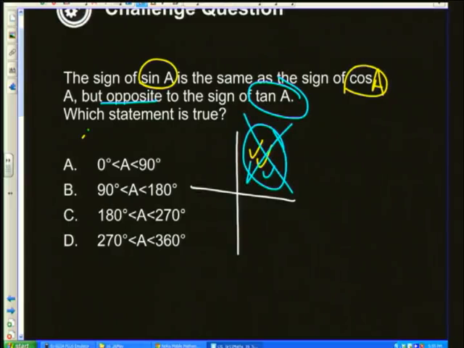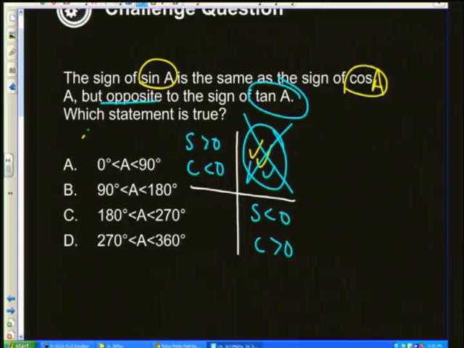What happens in quadrant 2? Sine is positive and cos is negative. So they're not the same. What happens in quadrant 4? Sine is negative and cos is positive. So they're not the same.